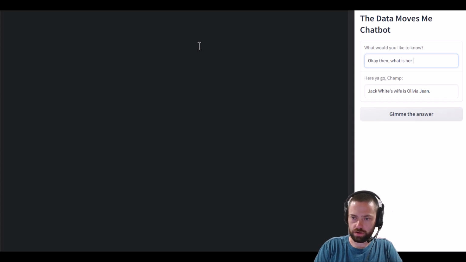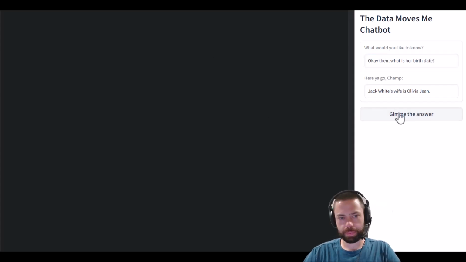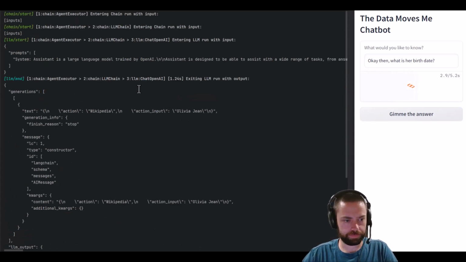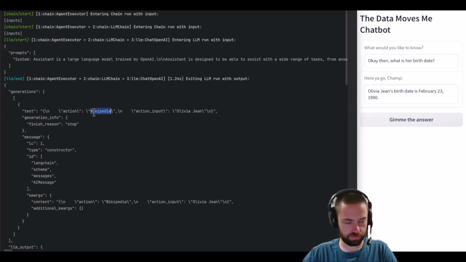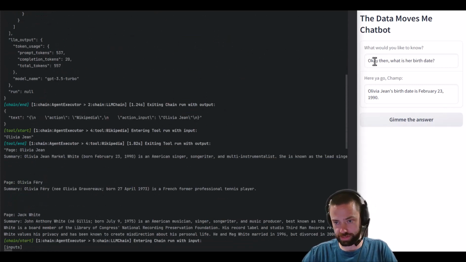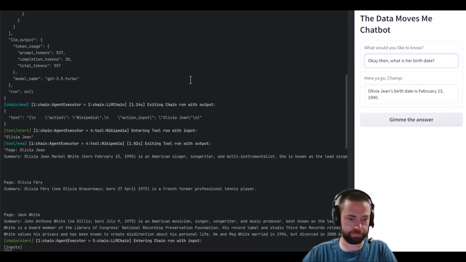What is her birth date? And again, it starts by using an LLM chain to identify what it should do next. And this time, it again suggests Wikipedia. Probably a good idea, but this time it knows, based on the context of my question and the memory it has, that what I'm actually looking for is something about Olivia Jean. And that's right, because I said, okay, then, what is her birth date, meaning Olivia Jean?